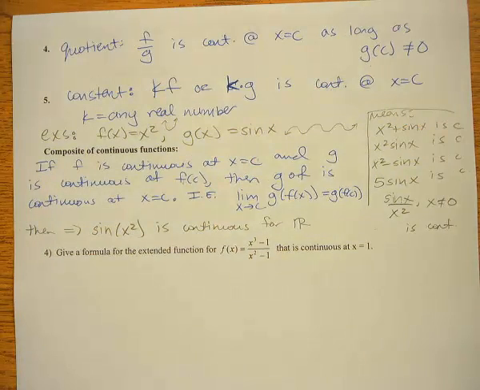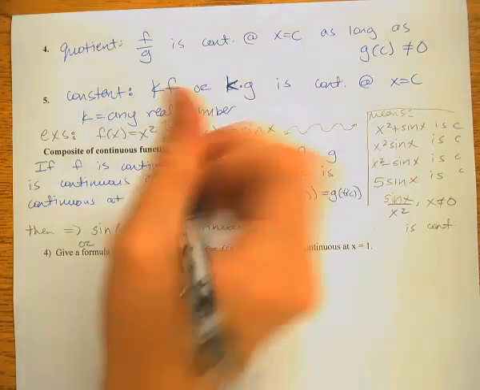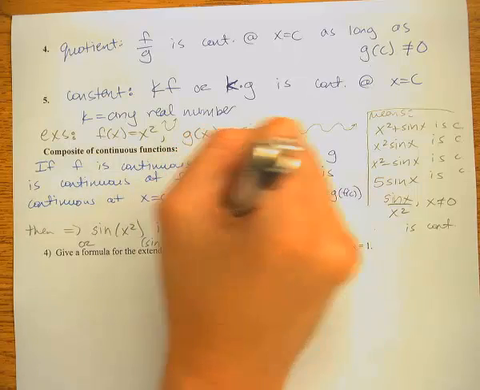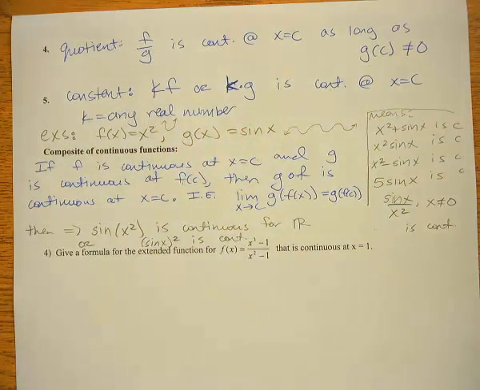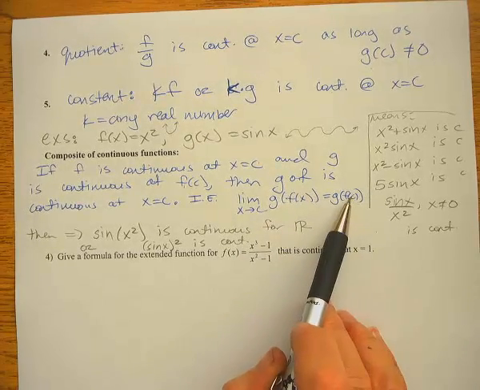And I could also do the reverse too. I could have sine squared. So I could say that sine of x quantity squared is also continuous, because I can compose continuous functions together to get a third continuous function. It's very important that you know that. It might not seem so now, but it will become important later. It's also important that you know that the g of x function has to be continuous at f of c.